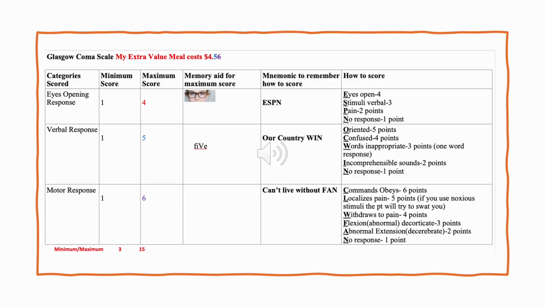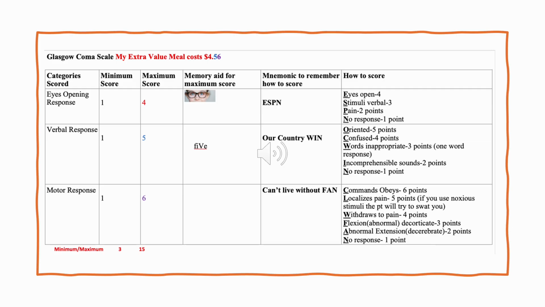Now you're going to need to know the Glasgow Coma Scale, and I know you learned it in fundamentals, but we have to review it. There are 3 categories in the Glasgow Coma Scale: eye-opening, verbal response, and motor response. The minimum score in each category is 1. The maximum score is 4 for eye-opening, 5 for verbal response, and 6 for motor response.